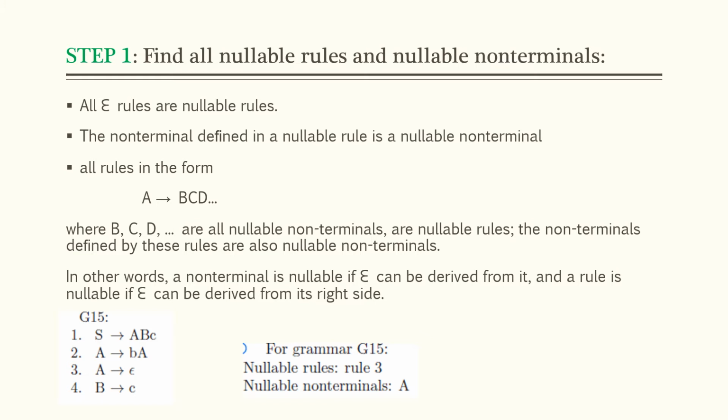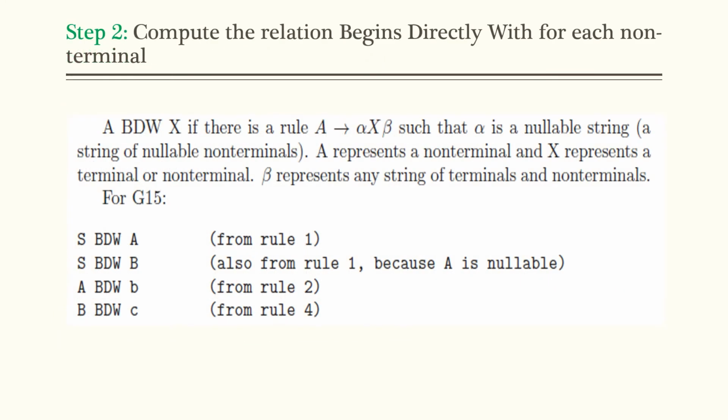So in this case, for the grammar, the rule that contains epsilon is rule number 3, so we say rule number 3 is a nullable rule, and the non-terminal A is a nullable non-terminal. All right. We have done step 1, which is to find the nullable rules. We know that rule number 3 is a nullable rule with A as a nullable non-terminal. That information is important for the second step.